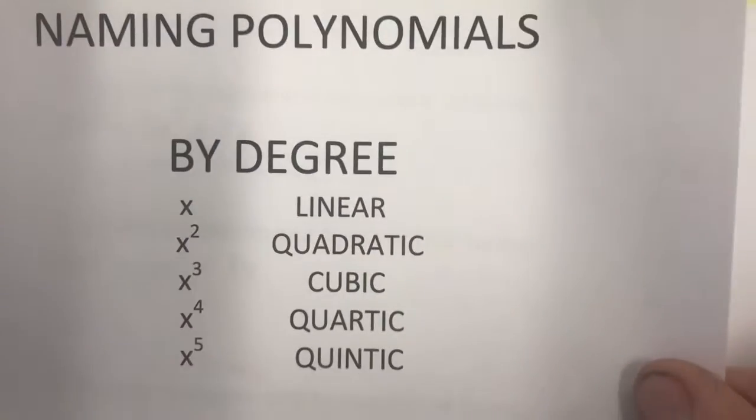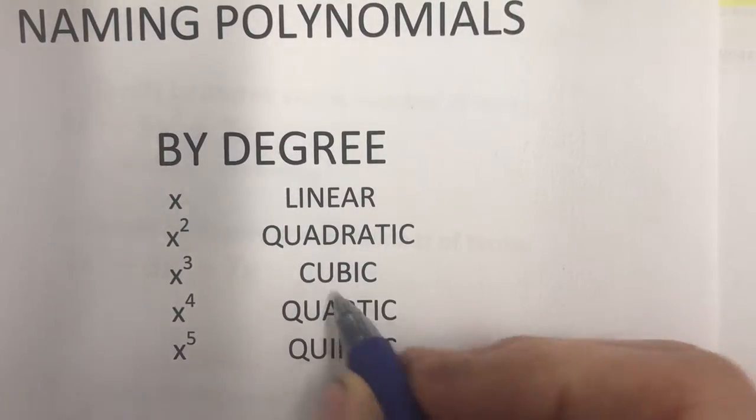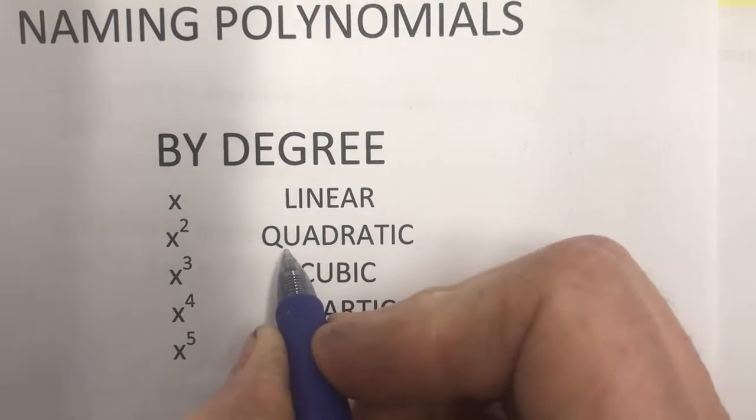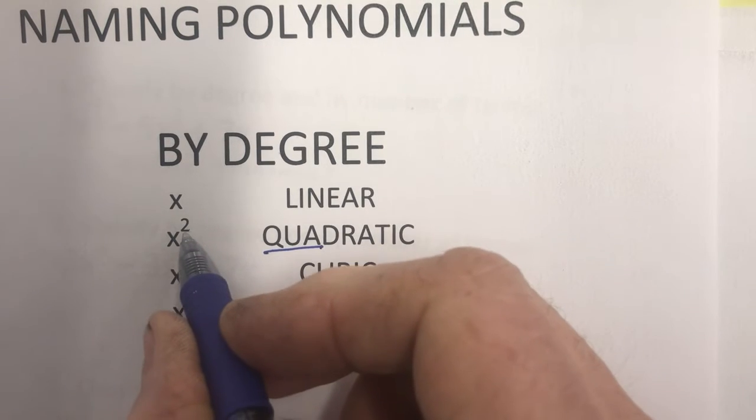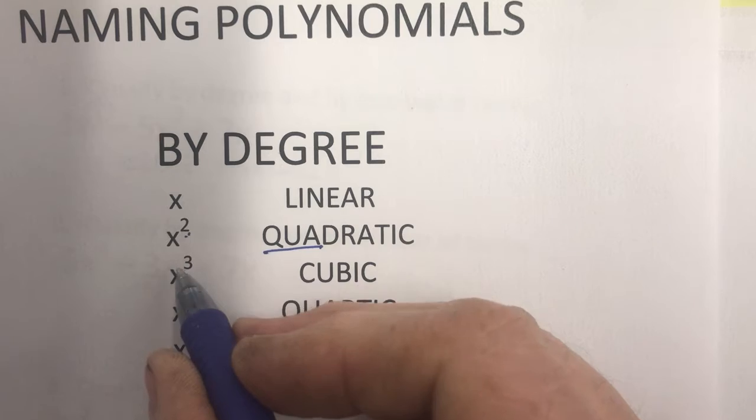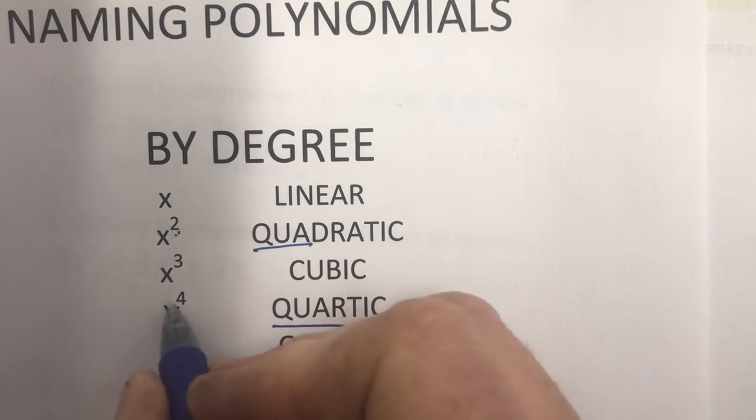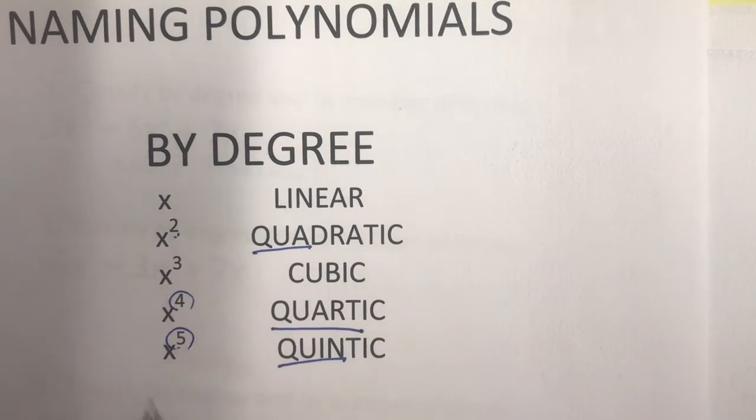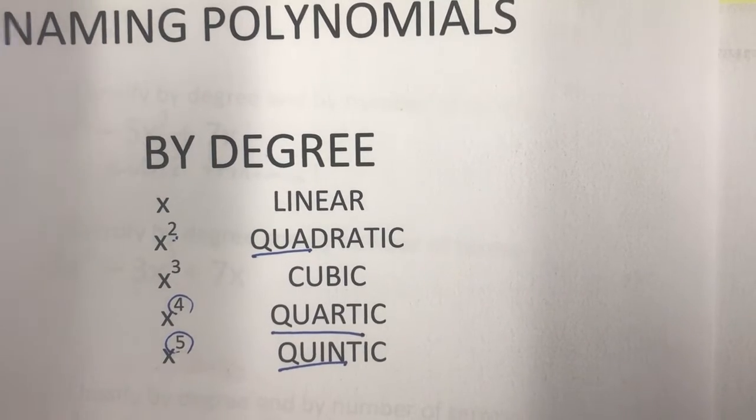And if you look at this, quad is actually 2, cubic is 3, quart is 4, quint is 5. So that's how you can remember the degree names.